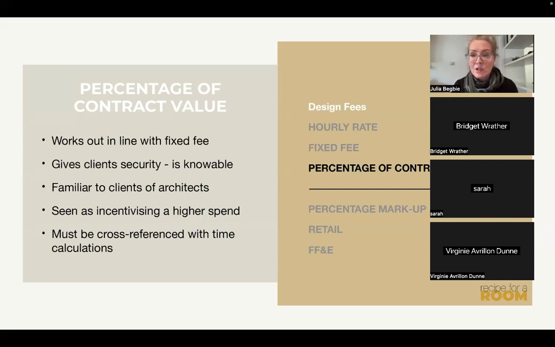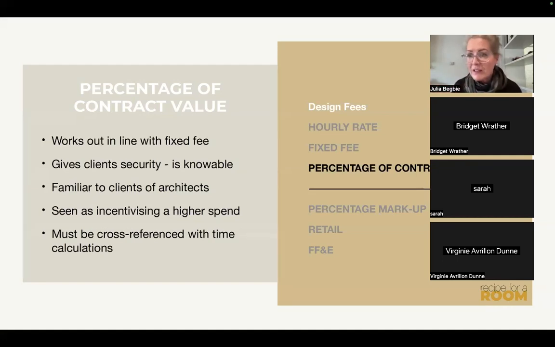So this is another method of charging that is finite. It gives the client a knowable amount of money that they're expecting to pay. And if you have clients who are used to working with architects, this is how architects charge. And so your clients might be very comfortable with this. It might be very familiar to them. So perhaps it's a way of thinking about working with clients of architects. It can be viewed by the client as incentivizing a slightly higher spend. So if you're charging a percentage and you manage to push up the overall contract value, then you'll be pushing up the fee that you get as well. So you have to manage your clients quite carefully in that respect.